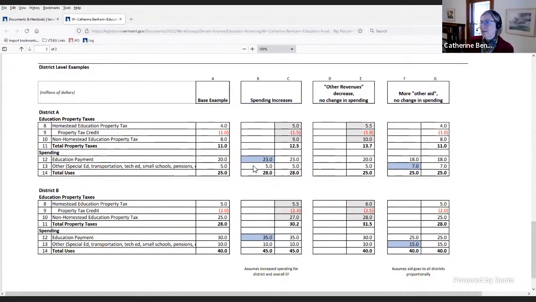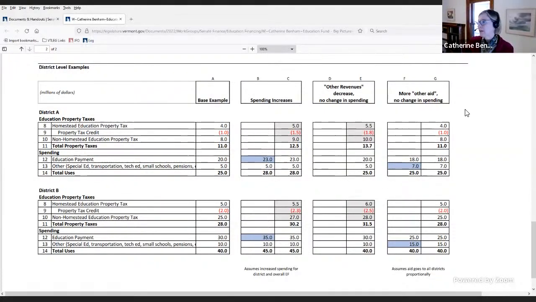Let me just say this, I'm assuming that all towns increase their spending, not just this one. If all of them increase, including this individual town, their taxes, both homestead and non-homestead, will go up. Likewise for District B, where they have an increase in spending, assuming it affects the whole education fund when everybody's impacted, again, property taxes go up. In a situation where other revenues into the education fund decrease, and they've not changed their spending at all, both of them have their property taxes go up to help fill the lost revenue on the education fund.